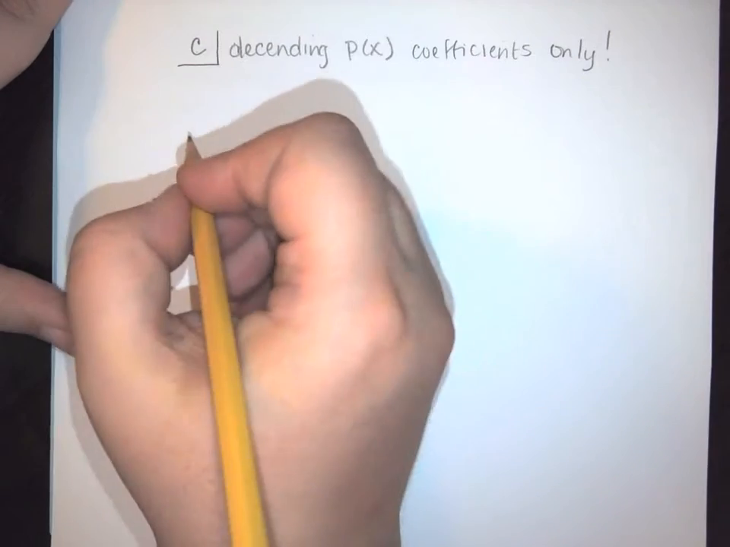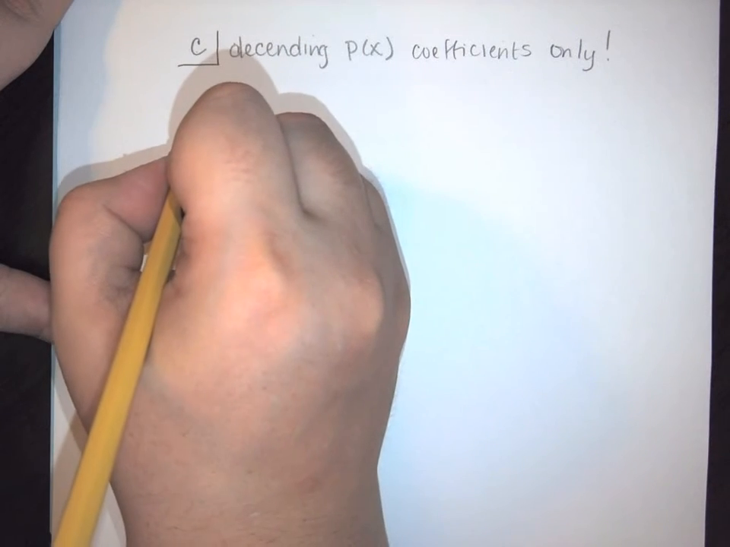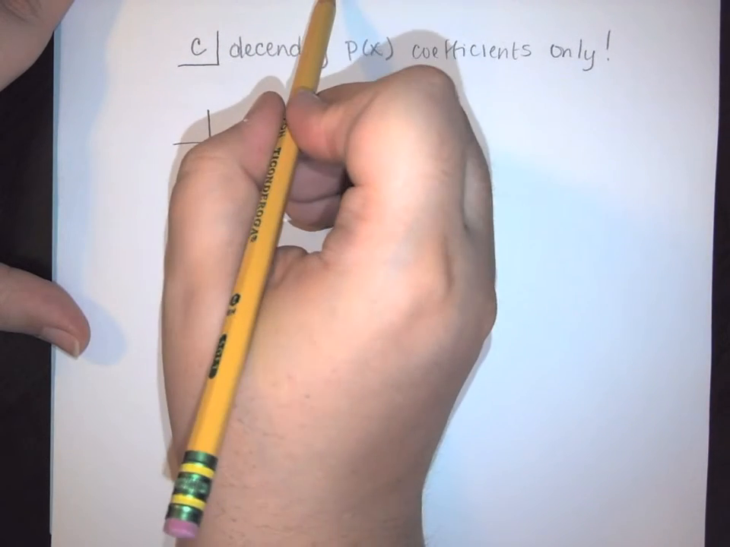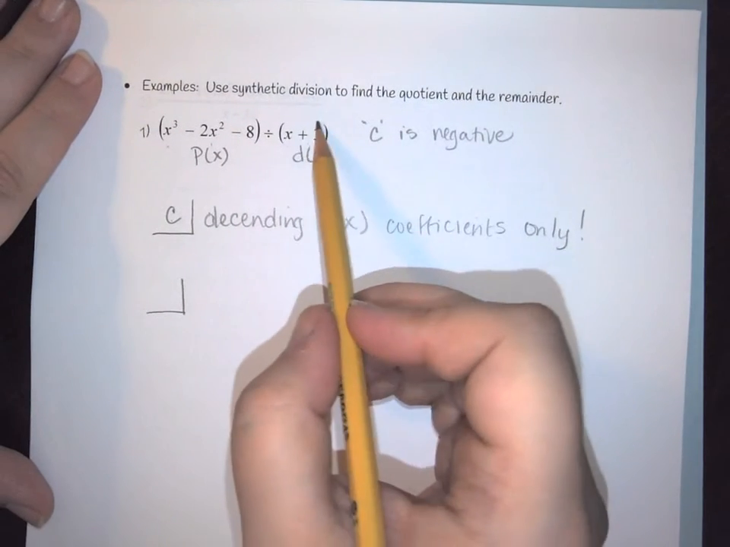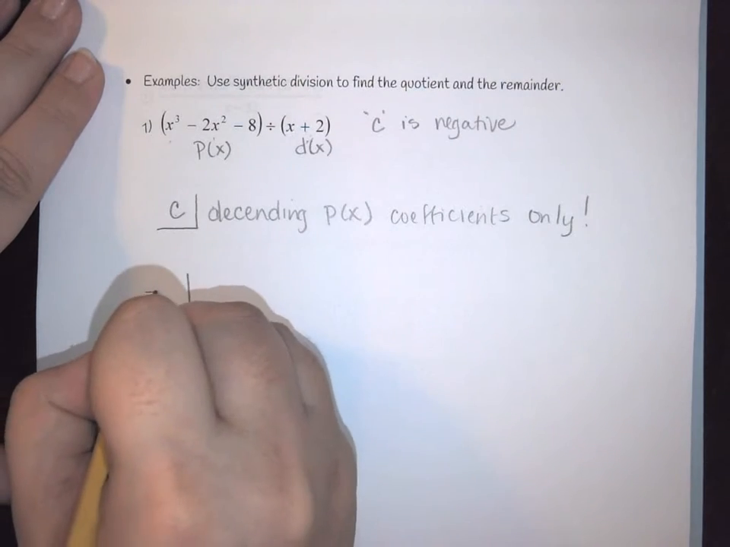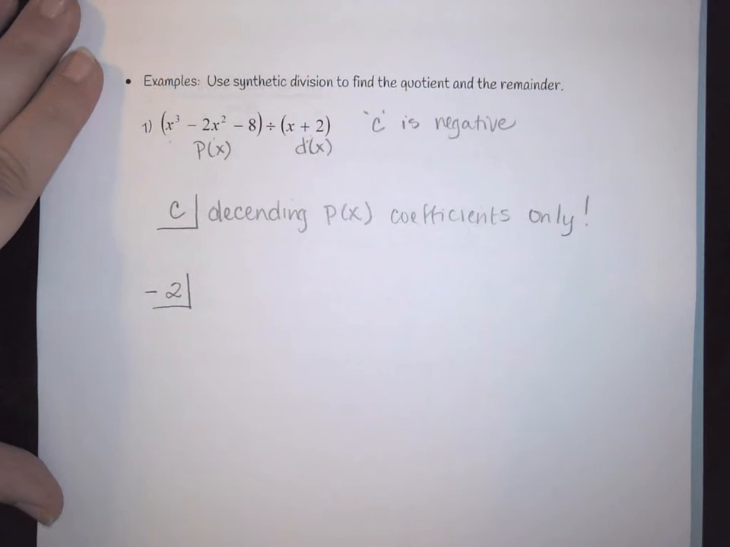So let's go ahead and set this up so you can see it. Here is where my c goes. Because this said plus 2, your c is negative, so a negative 2 goes in here.